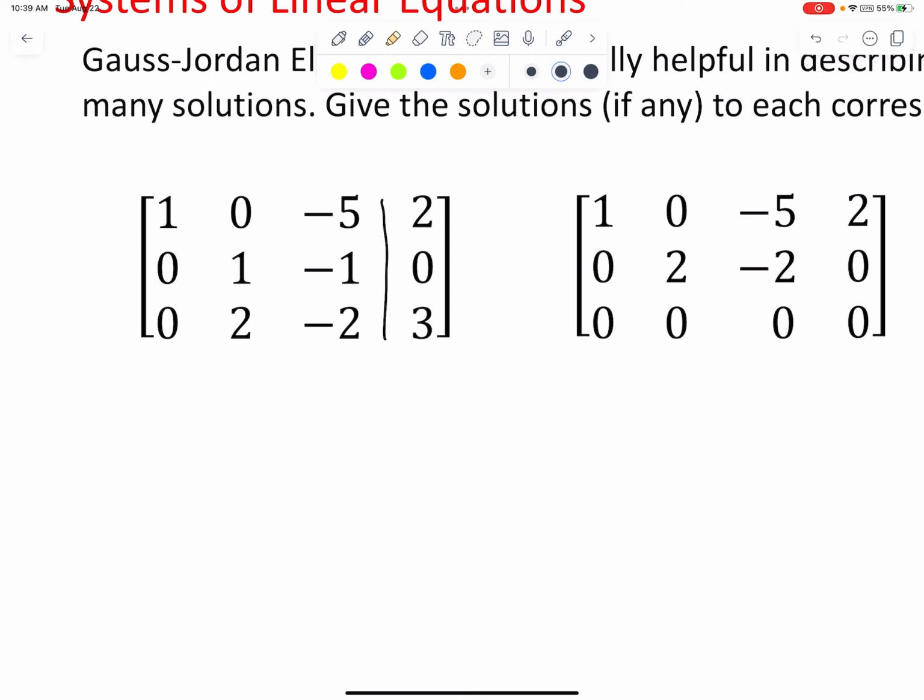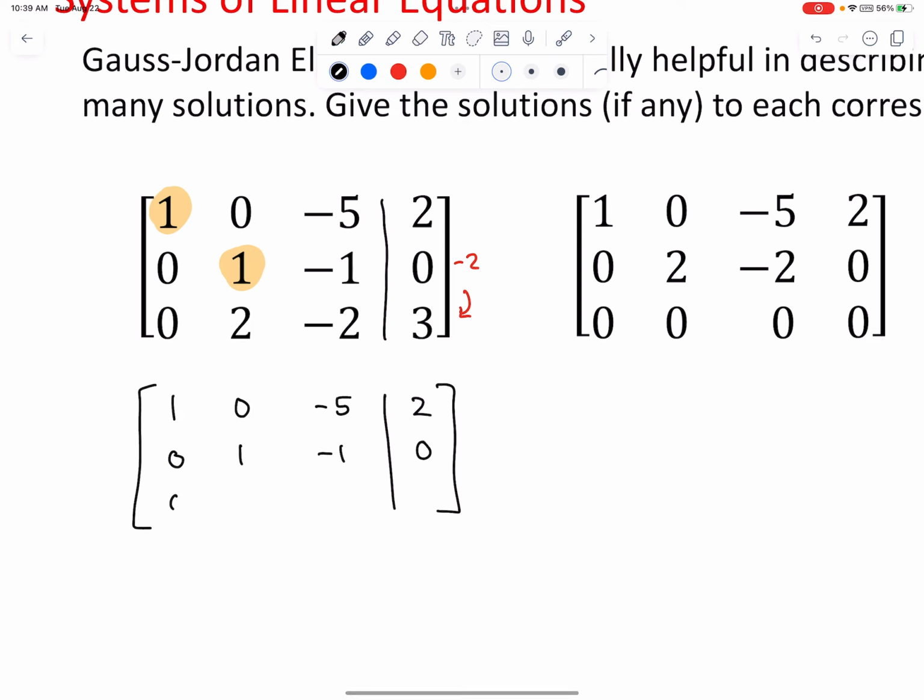For example, this already has a leading one here and a leading one here. We've already got these zeros below, and there's already a 0 above this one. So I really just want to focus on making this one a 0 next. So I'm going to multiply row 2 by -2 and add that to row 3, and let's see what that produces for us. So -2 times 0, add to 0, stays 0.